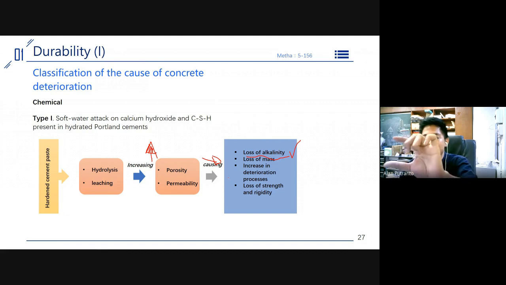Increasing the porosity and increasing the permeability will also lead to the deterioration process, or damaging process. And then the other one is loss of strength and rigidity. Okay.